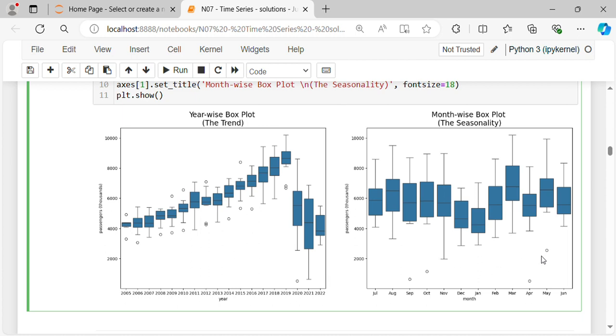Looking at the month-wise box plot, it gives us the seasonality. For December and January, the number of passengers was quite low. It was one of the lowest in January. The median was lowest.